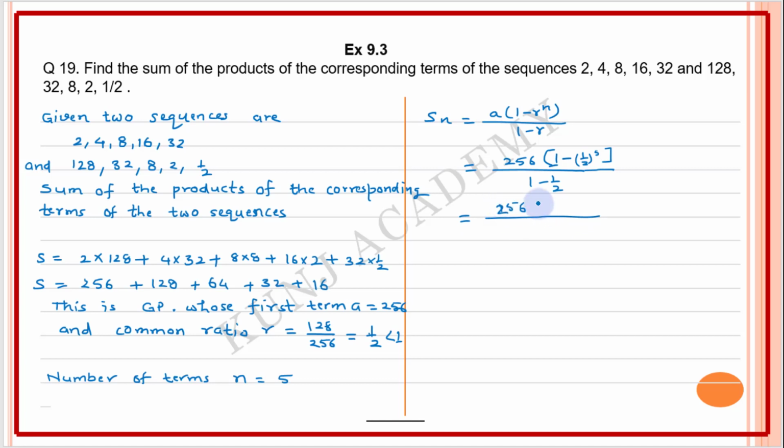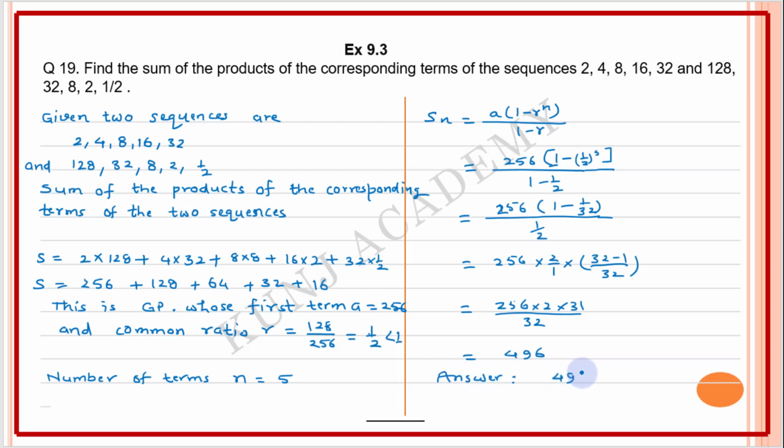256 into (1 minus 1/32) upon 1/2. 256 into 2/1 into (32 minus 1)/32. 256 into 2 into 31 upon 32. After solving this, we get 496. Answer: 496.